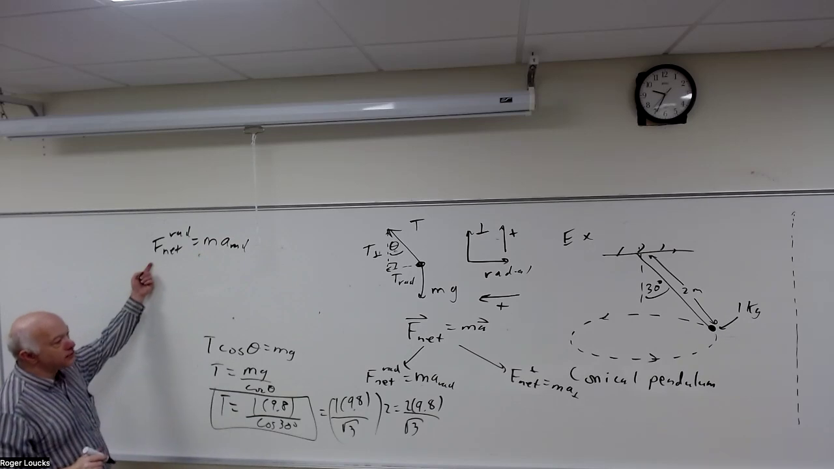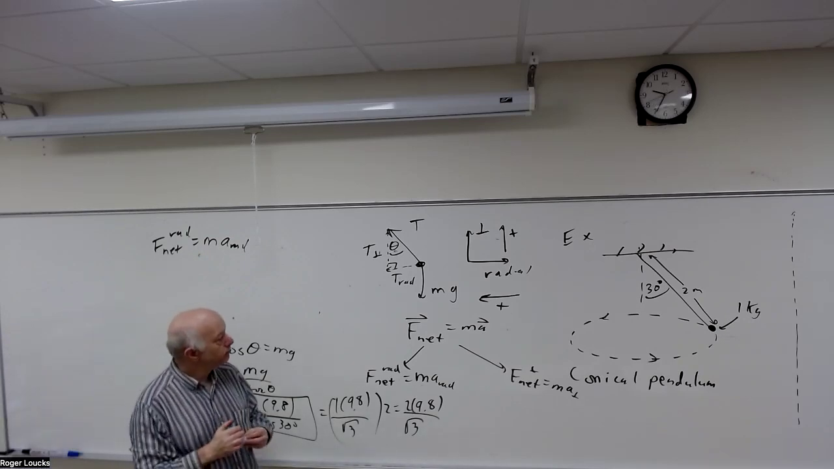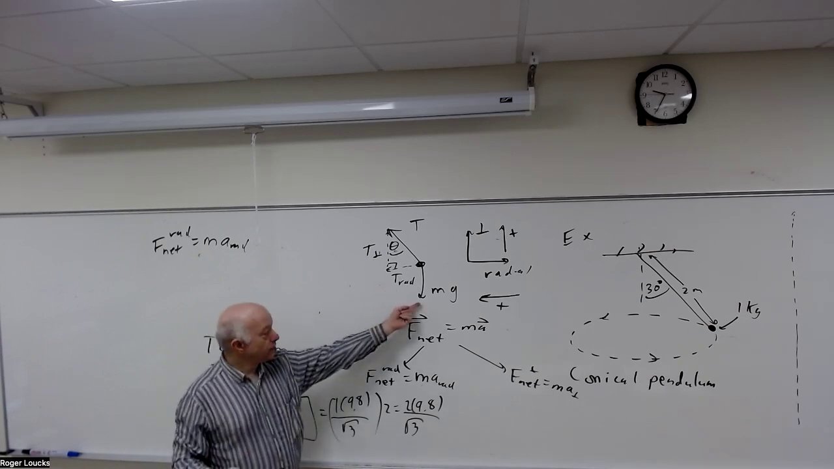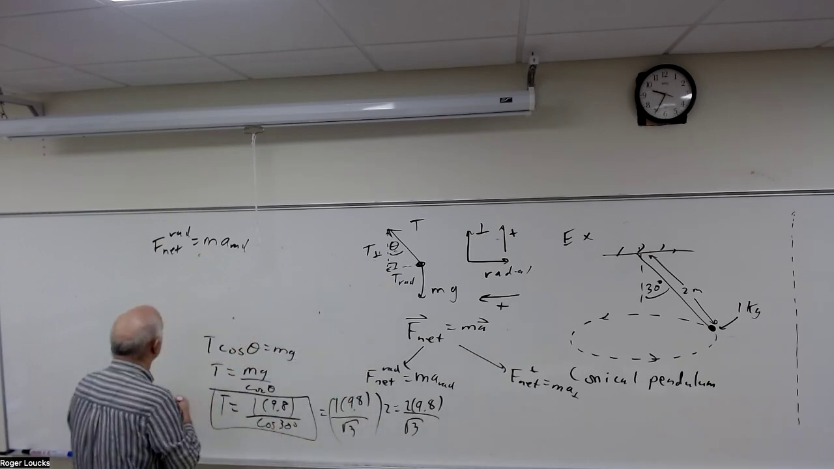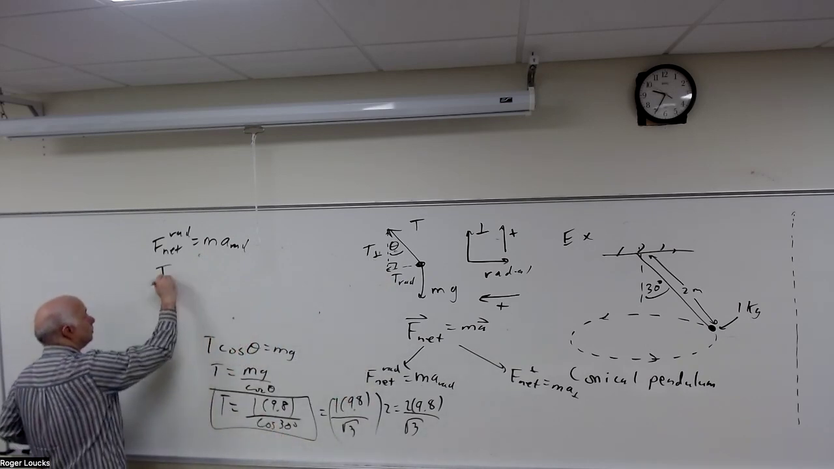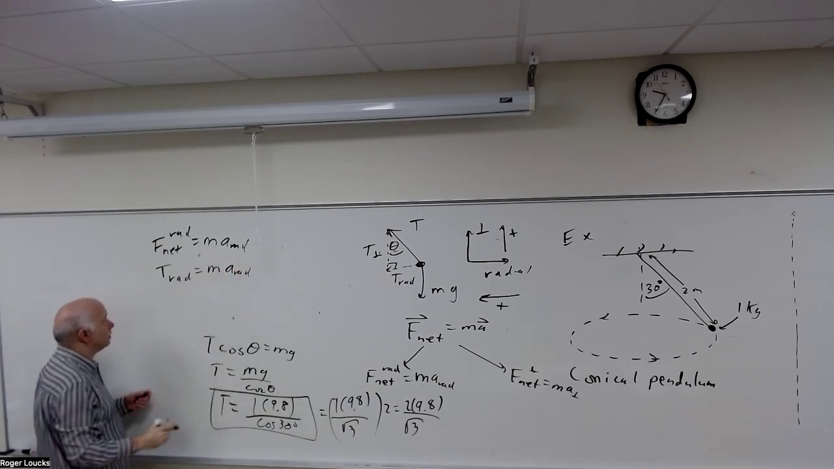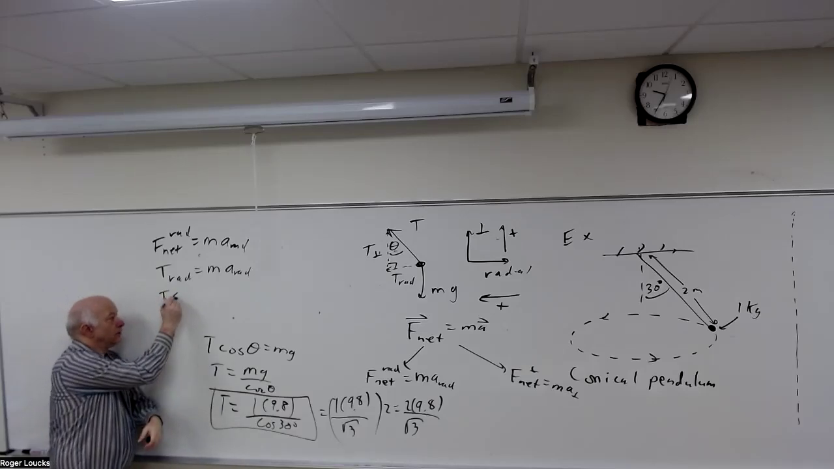Okay, from my free body diagram, what is your net force in the radial direction? Just T radial, okay? mg is perpendicular, and the T perpendicular component is a perpendicular force, so I only have the T radial. It's m a radial. So from that picture, what is my radial tension? T sine theta.